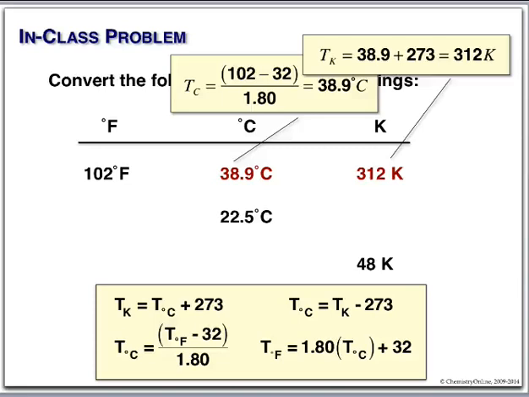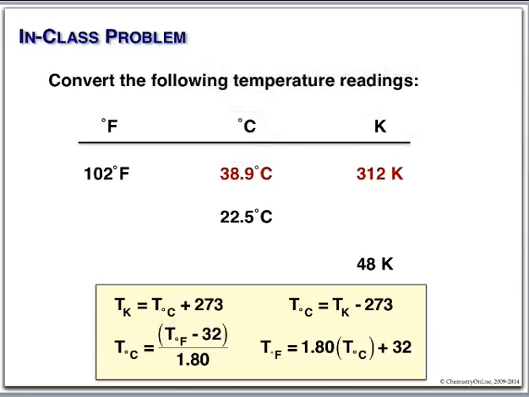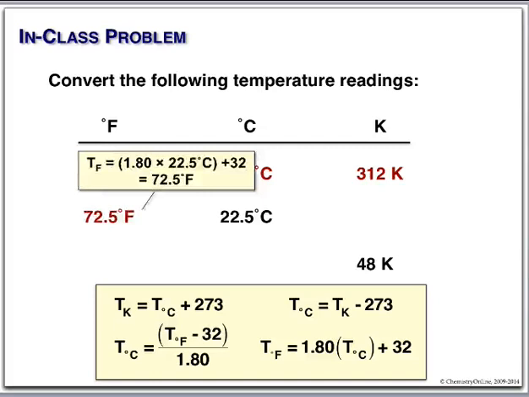I see this was fun. Here you're given centigrade. Let's convert that to Fahrenheit. Fahrenheit is 1.8 times centigrade plus 32. So 1.8 times 22.5, add 32, and we're at 72.5.